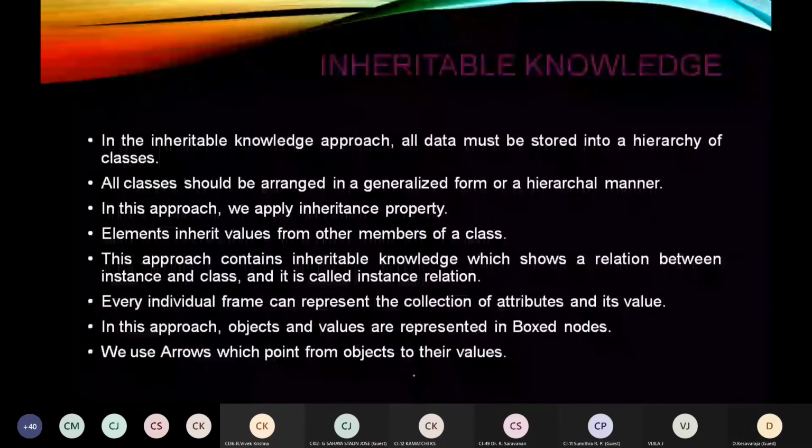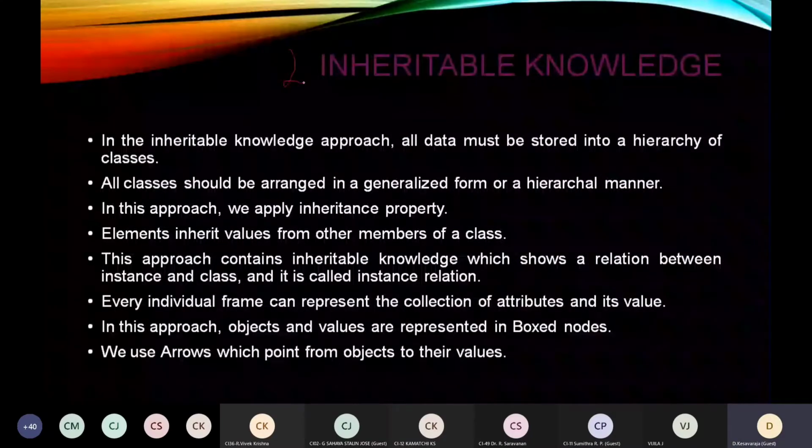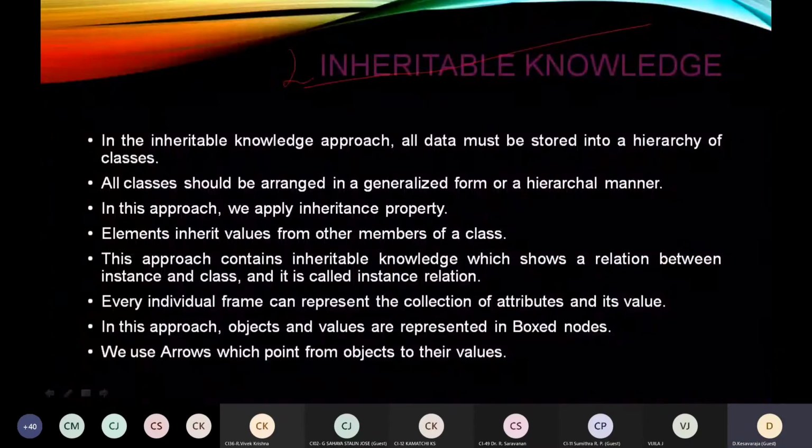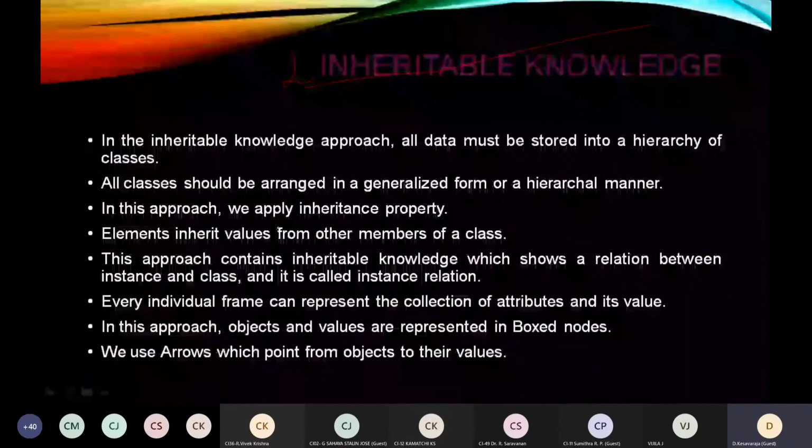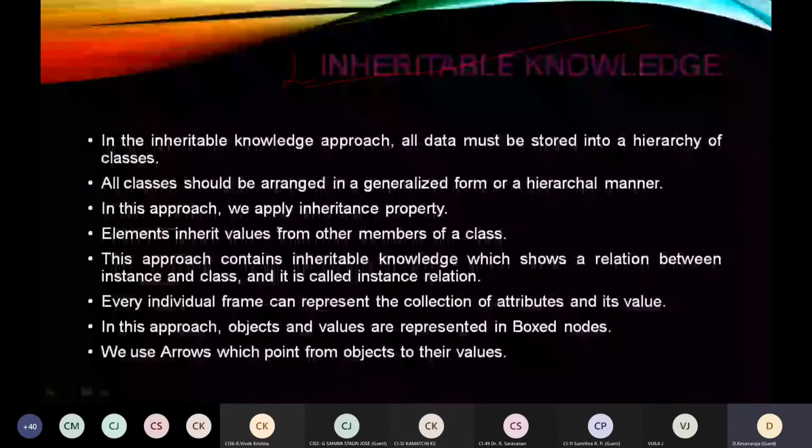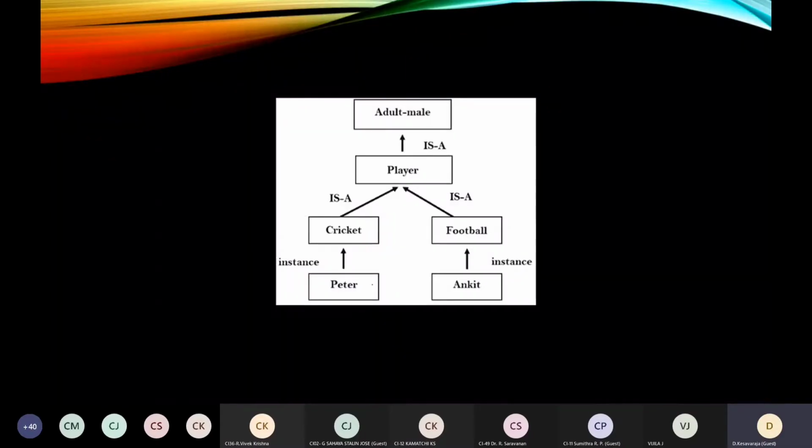The second thing is called inheritable knowledge. A knowledge base which inherits data from a hierarchy, a hierarchical representation. So data is represented in a hierarchical manner. For example, Peter is an instance of cricket, so he's a cricket player. Then Ankit is a football player. Both are called players, and both are adult males. So this is a simple hierarchical representation, and you can extract the data in a very easy manner.